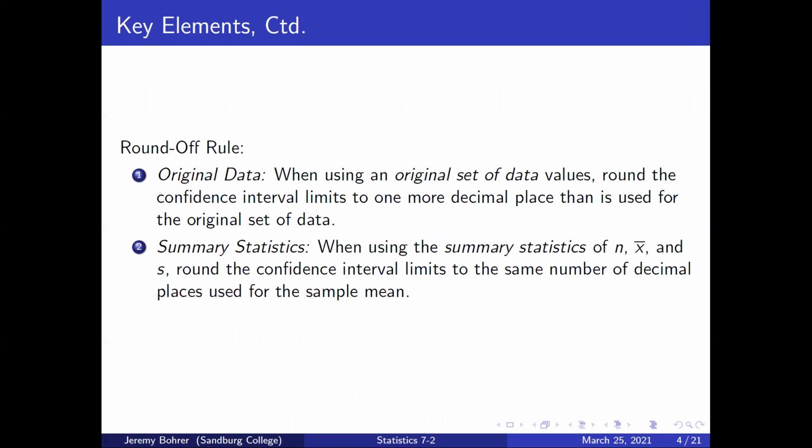The round-off rule. For original data, when using an original set of data values, round the confidence interval limits to one more decimal place than is used for the original set of data. For the summary statistics, when using n, x bar and s, round the confidence interval limits to the same number of decimal places used for the sample mean.